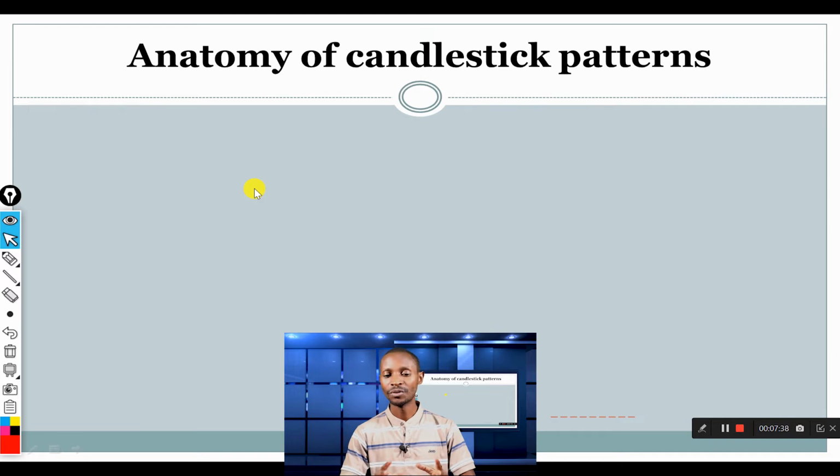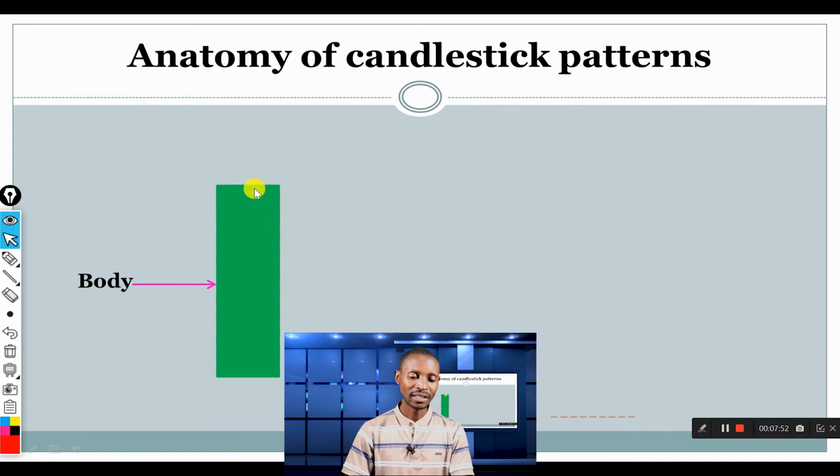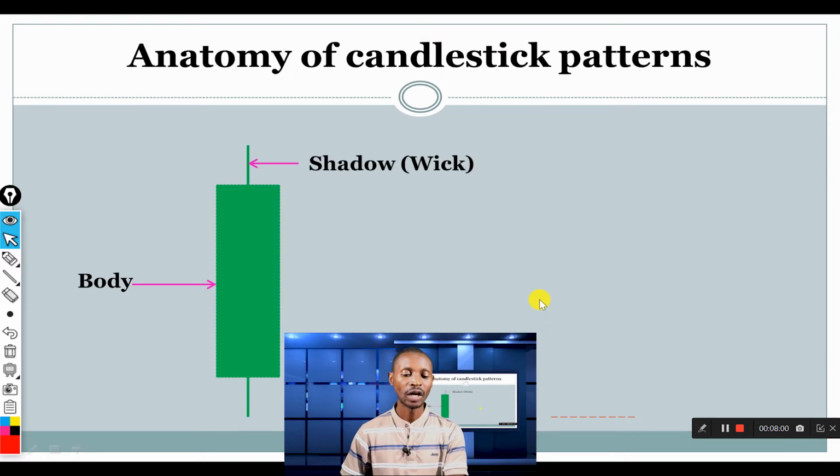In order to give you a brief explanation about the candlestick pattern, if you want to learn more about the full details about the anatomy of candlestick patterns, you can go to our website. A candlestick pattern has two main parts. Part number one is the body, and the shadow, which we also call wicks.